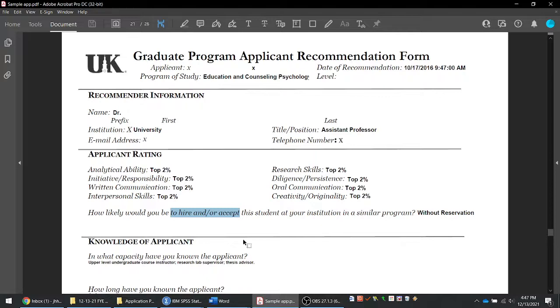Likewise, if the professor was a chemistry professor and the student had demonstrated goodness in the things that I care about, but they may or may not be a good fit for chemistry, I wouldn't be surprised if that chemistry professor said something lower than without reservation, because the student is interested in counseling psych, not chemistry, right? So it's contextual. But especially if someone's in a clinical or counseling psych program similar to ours in many ways, and they get a lower rating here, I'll wonder why, right?